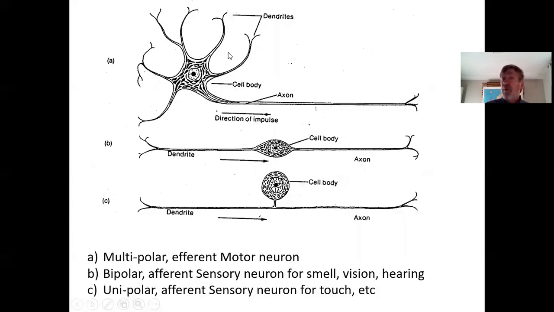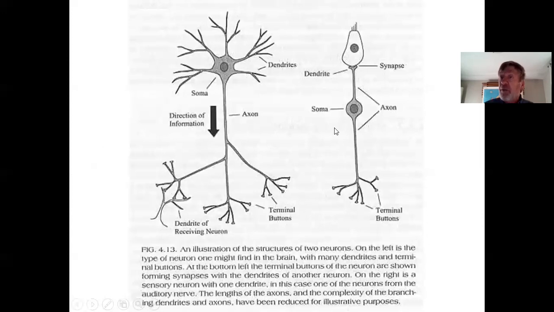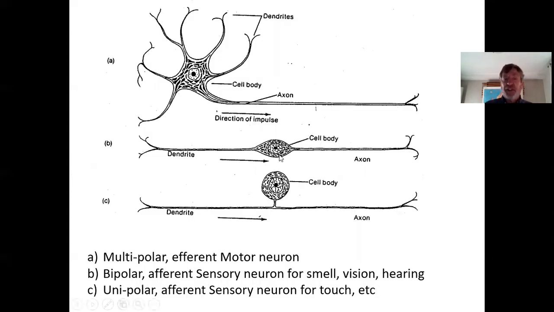Multipolar on the top would be a motor neuron. Bipolar is like the 8th nerve. Bipolar neurons are sensory. Vision nerves are bipolar. Taste nerves are bipolar. Touch, bipolar. Anything that goes to the brain. Sensory information, bipolar. Motor information back out, multipolar. And this is just a weird one.